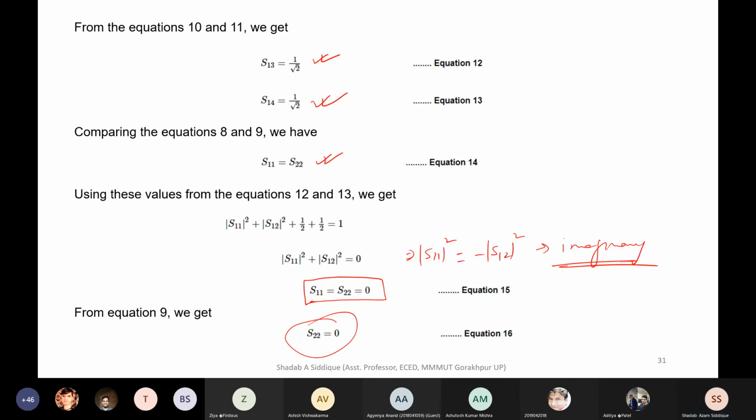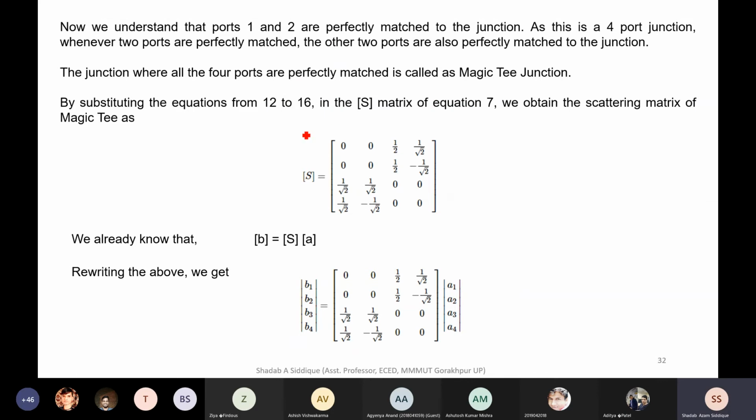So now we can use all these and substitute in this one, and we found out that the S matrix comes out to be this one. So this is 0 0 0 0 and this one half, 1 by root 2, half, minus 1 by root 2, 1 by root 2, 1 by root 2, 1 by root 2, minus 1 by root 2. So here how many unique elements do we have? We have 1 by 2, 1 by root 2, minus 1 by root 2, 1 by root 2, and of course 0. So total 4 unique elements are there.